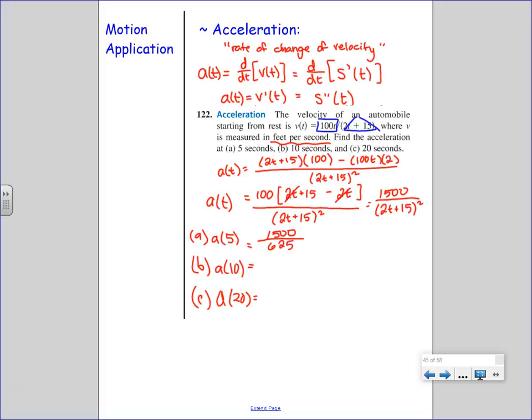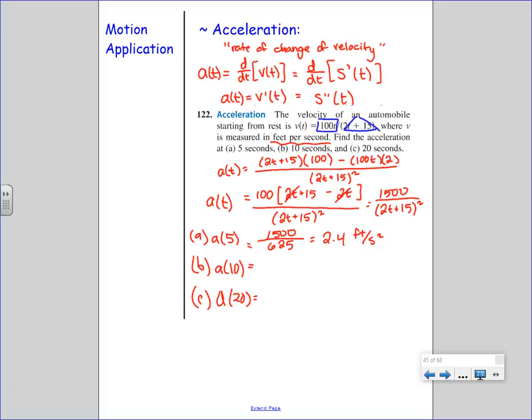And I'm sure we could reduce. Does anybody have a calculator close? 2.4. And what would the units be? Let me help you out. If velocity is feet per second, acceleration says how many feet per second per second. So it's feet per second squared.